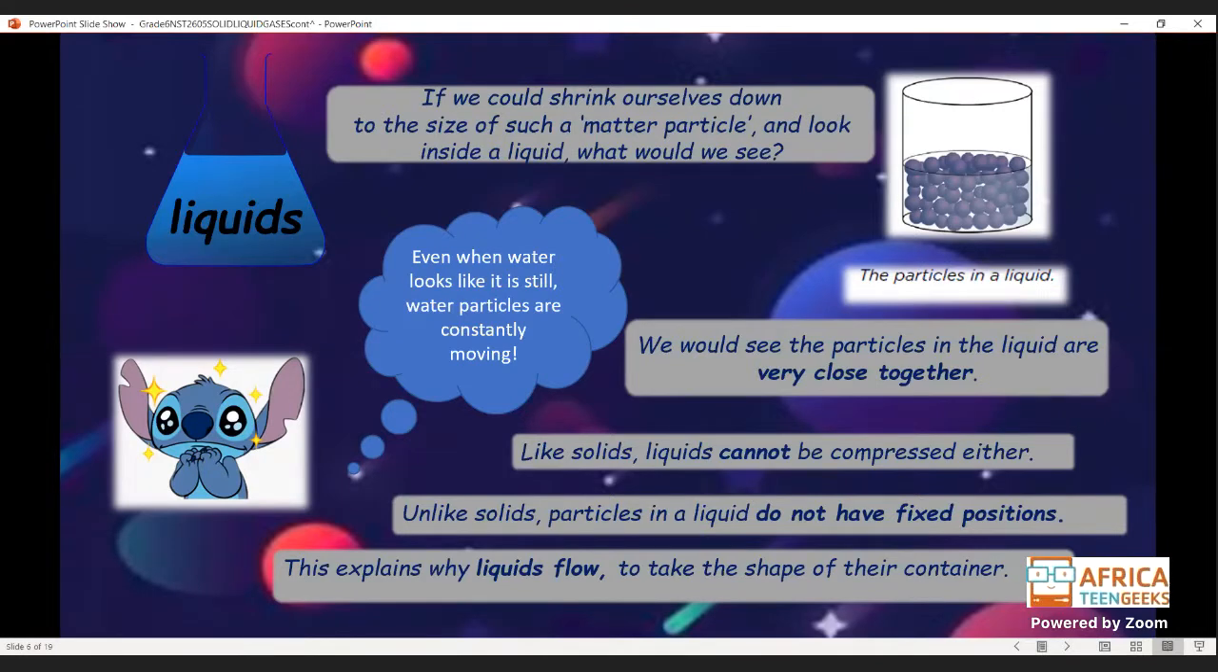Okay, how are we doing with this, the liquid slide? The most important things from this slide that you need to know is that they're very close together. They cannot be compressed. They do not have fixed positions, and liquids flow. Now, I've got an answer here for the tightness. Tightness is what keeps its shape.